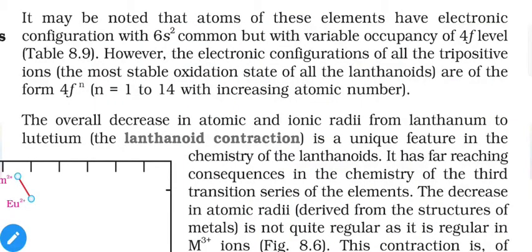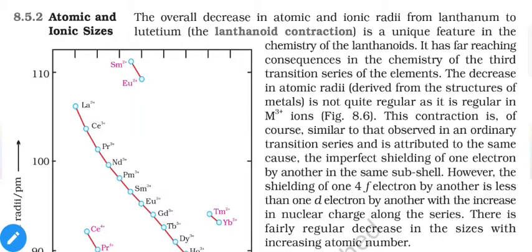The first point is electronic configuration. It may be noted that atoms of these elements have an electronic configuration with 6s2 common, but with variable occupancy of the 4f level. However, the electronic configuration of all the tripositive ions is of the form 4fn, where n is 1 to 14 with increasing atomic number. So this is the common electronic configuration for lanthanoids. The second point is atomic and ionic radii.